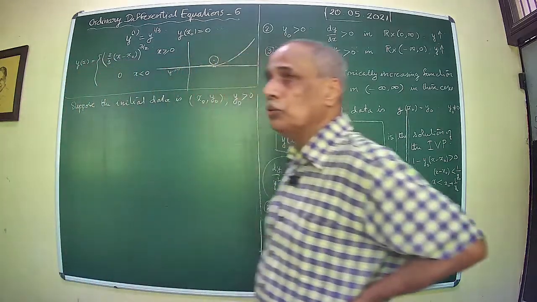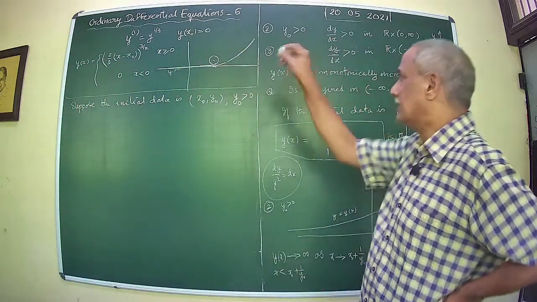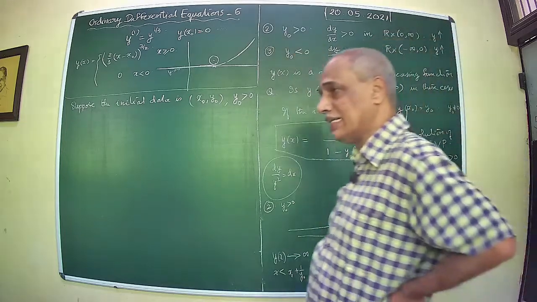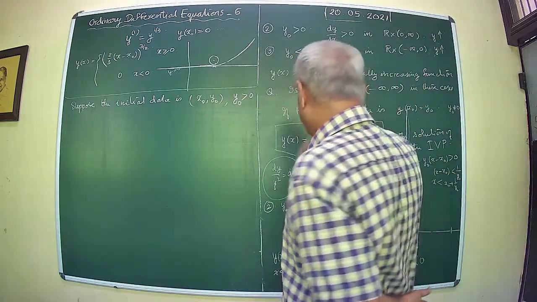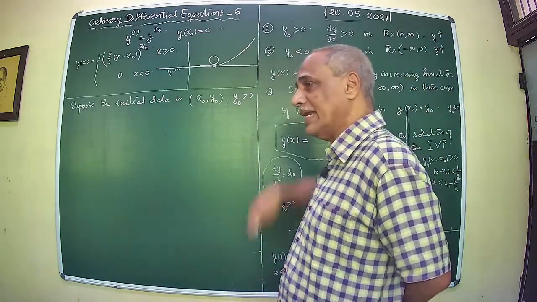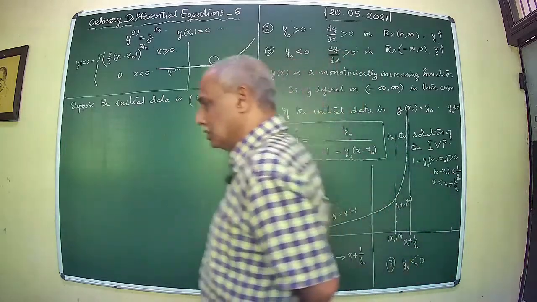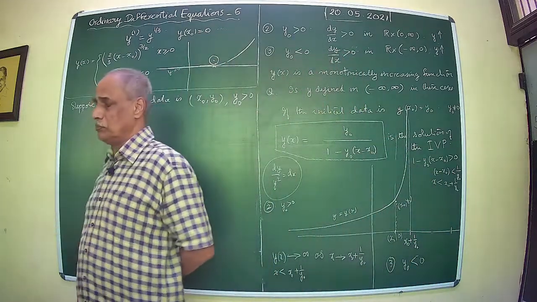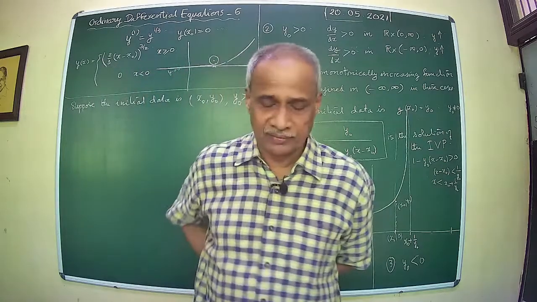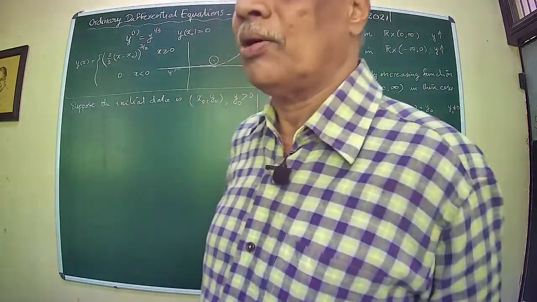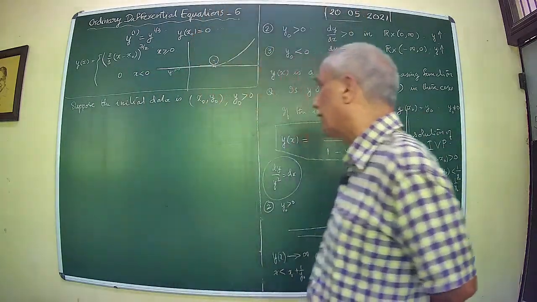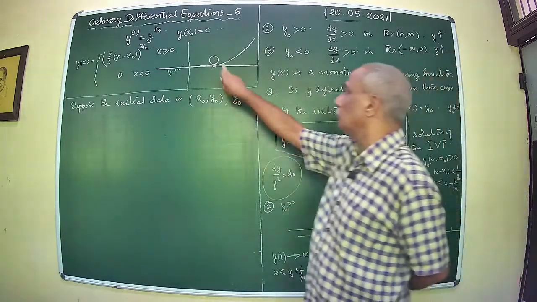Therefore, what you can do, you can construct a rectangle S inside that, and then a corresponding R, then a corresponding H positive, so that there is some interval on which mod x minus x naught is less than or equal to H, there will be a unique solution defined.